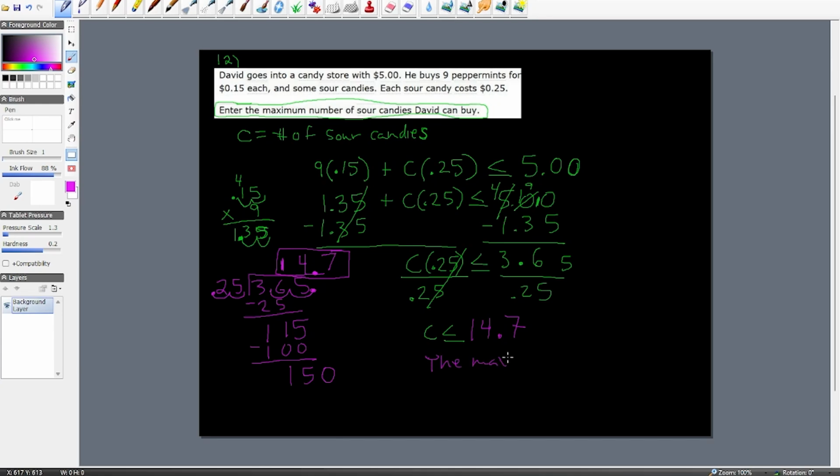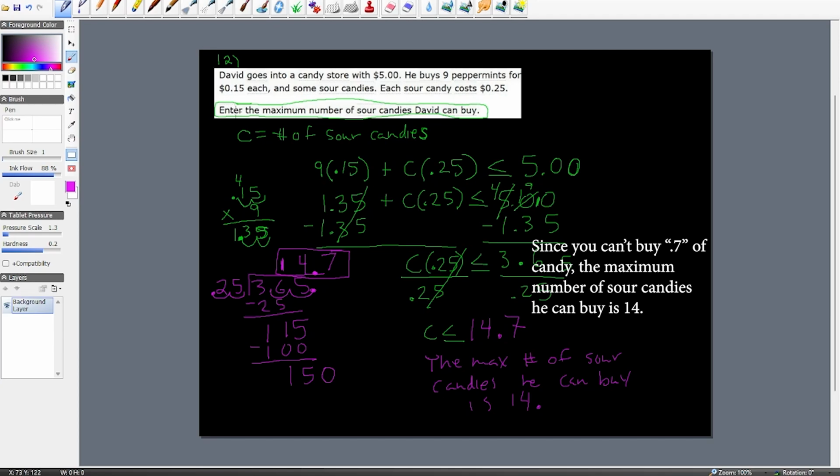The maximum number of sour candies he can buy is 14. It's very important to go back to the question and see what they're asking and use that common sense check, remembering that if you're at a store, you're not going to be able to buy 14.7 candies, right? Now, if it was 14.7 pounds of something, you could do that. But 14.7 candies, they're not going to sell you 0.7 of a candy. So 14 is the most he can afford.